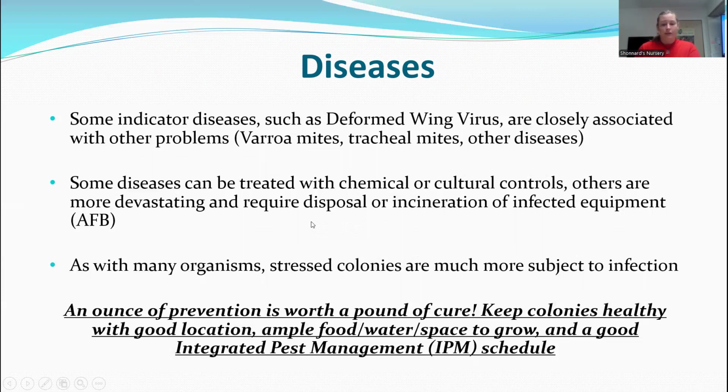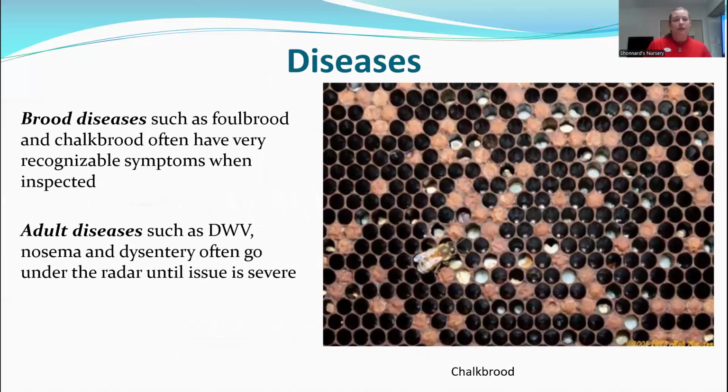As with most organisms, a stressed colony is much more subject to infection. So keep them well fed, keep them well housed, keep a lot of space in there for them. Just make sure that they are as healthy as can be and they can stave off many of these diseases. Brood diseases are pretty easy to spot. Foulbrood and chalkbrood are pretty easy to recognize. You'll see that the colony is visually different than it should be.